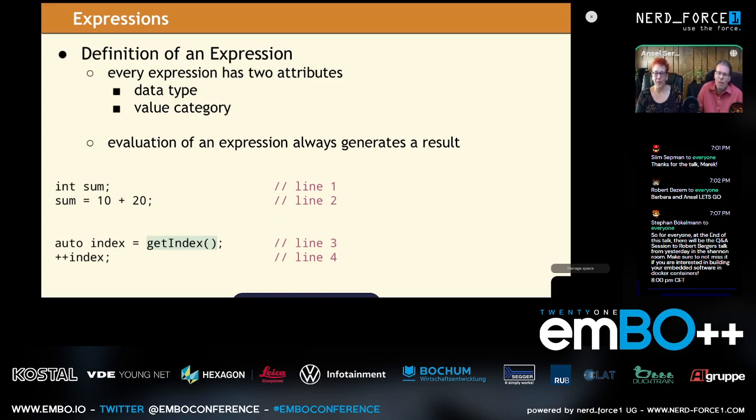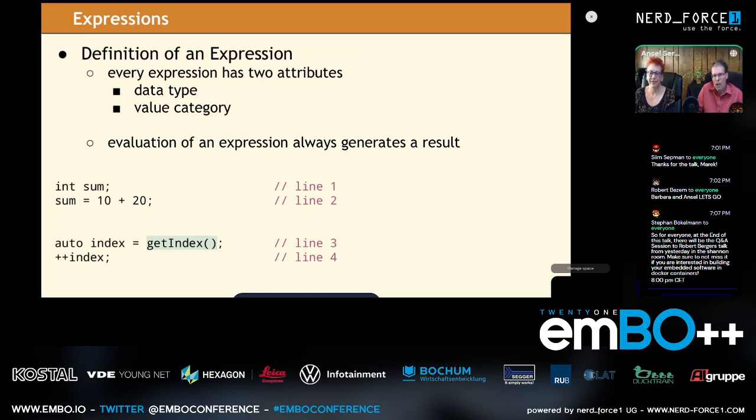Now if we look at line 3, we're using the keyword auto to declare index, and we're using whatever is returned by getIndex to determine the data type. Note that the data type of index is not auto. Auto is not a data type. Auto is a placeholder for a data type. So index has some specific data type. We just can't know what it is from this code.